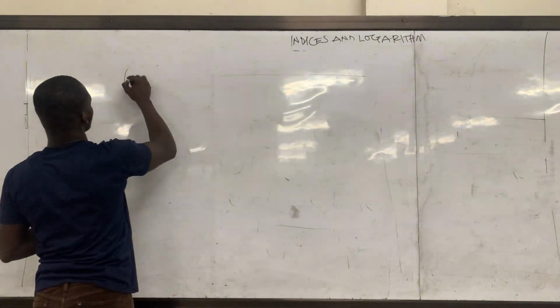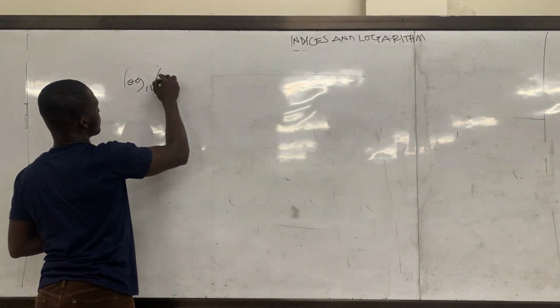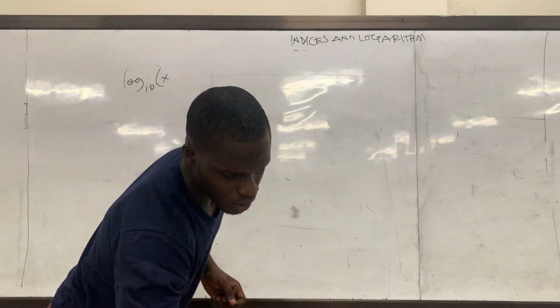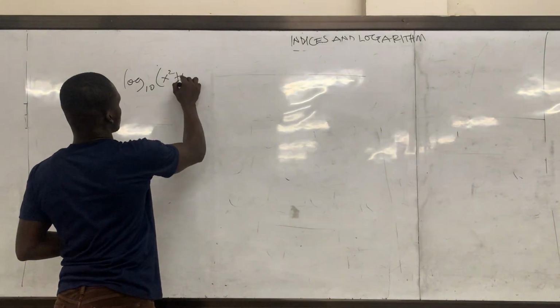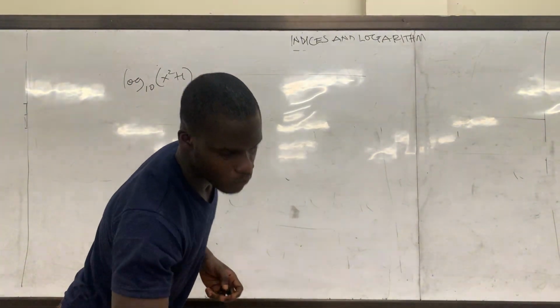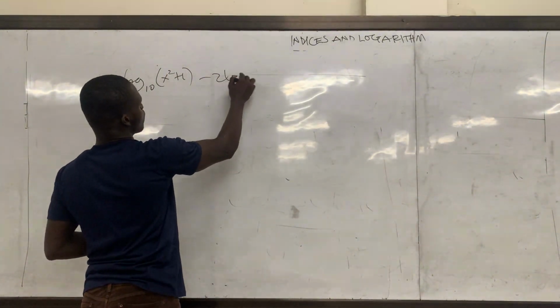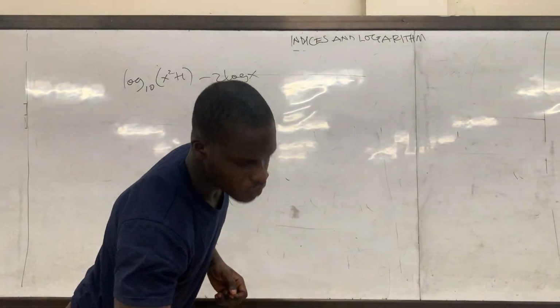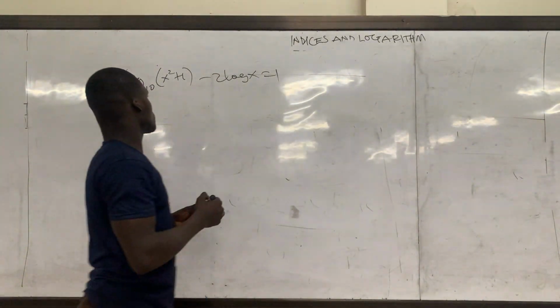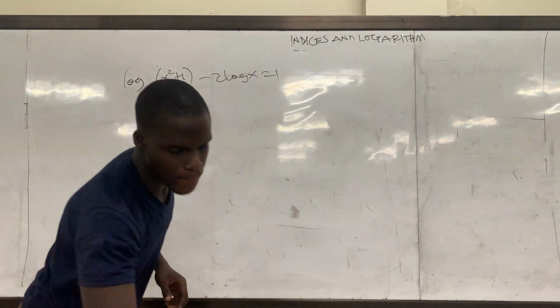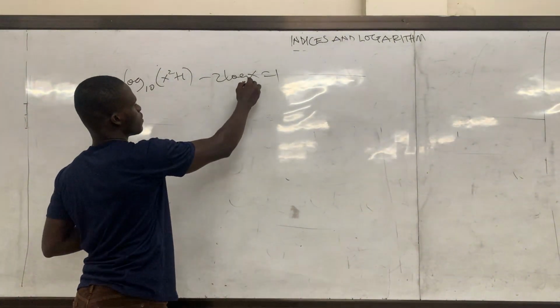Okay, so log to the base 10 of x squared plus 1, minus 2 log x, equals 1. Okay, so it is also in base 10.